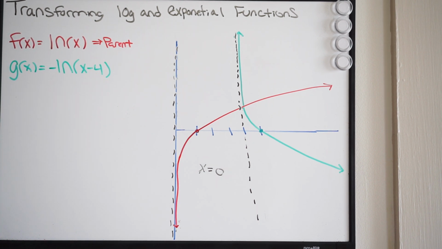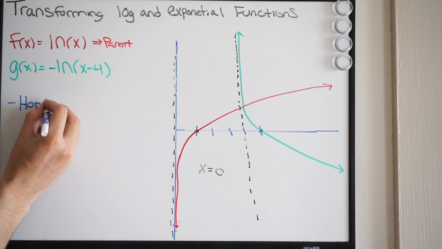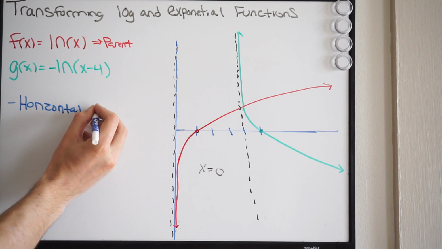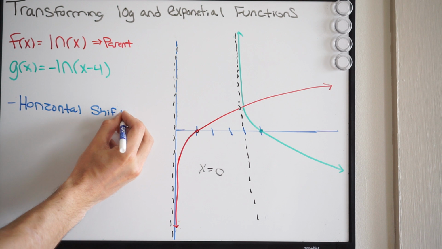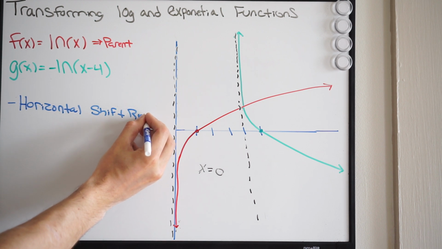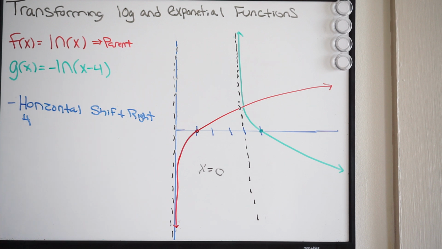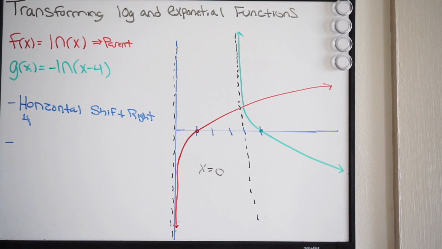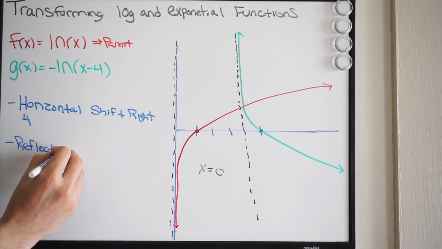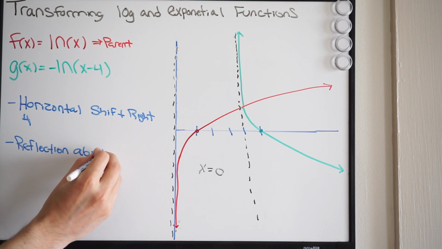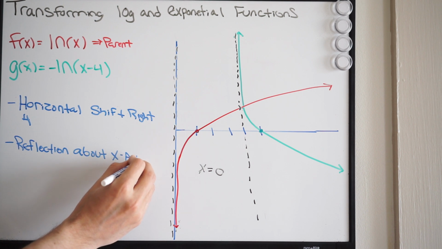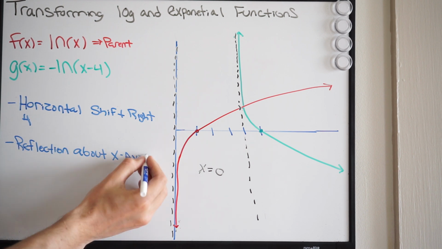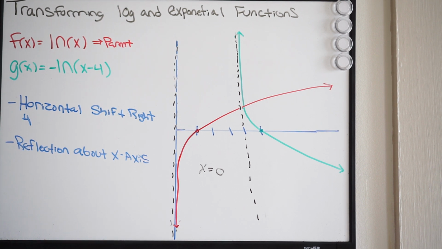So we can go ahead and write down those transformations. So we can say horizontal shift right 4, so it got shifted horizontally 4 spaces. And then we also said it got reflected, so reflection about x axis. And those are the 2 transformations that took place. All right, and that is it.